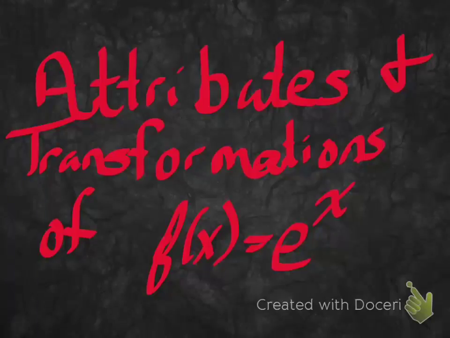So this is going to be the attributes and transformations of f of x equals e to the x. E is the natural logarithmic function. So, in other words, it's just another way of doing an exponential function. Everybody, in your calculator, I want you to find and calculate and type in e to the first power. And what do you come up with?